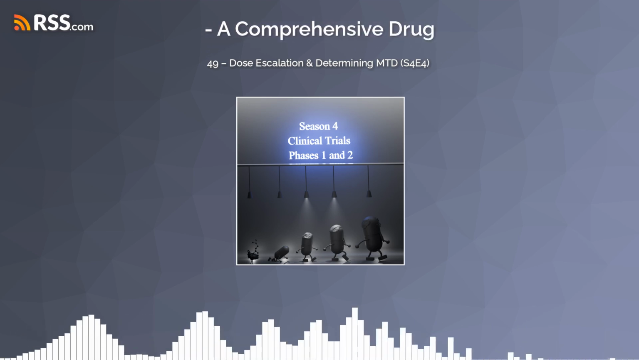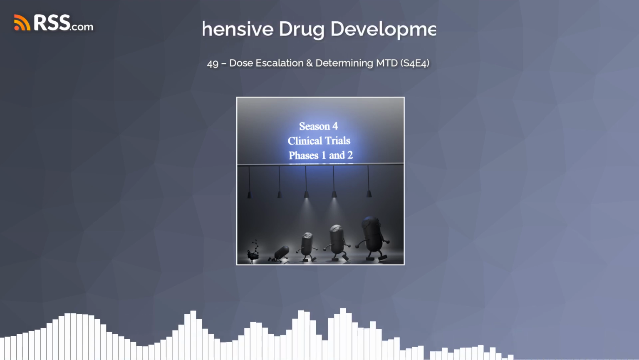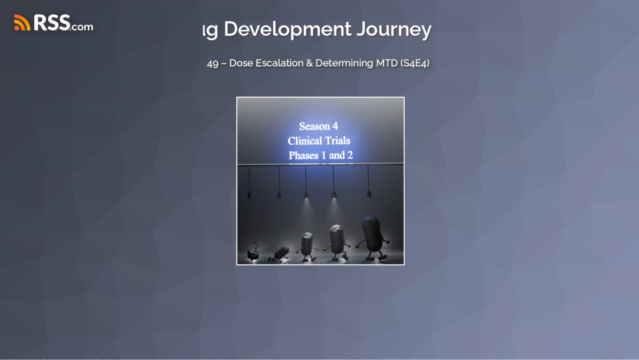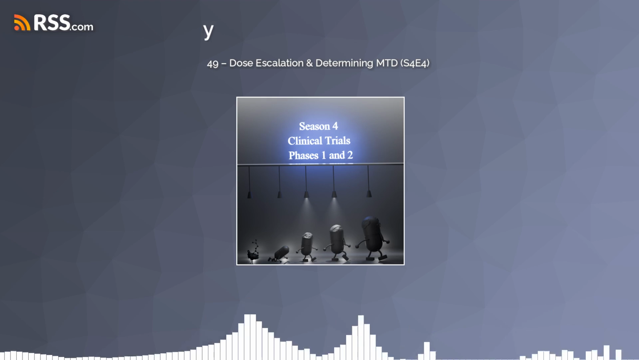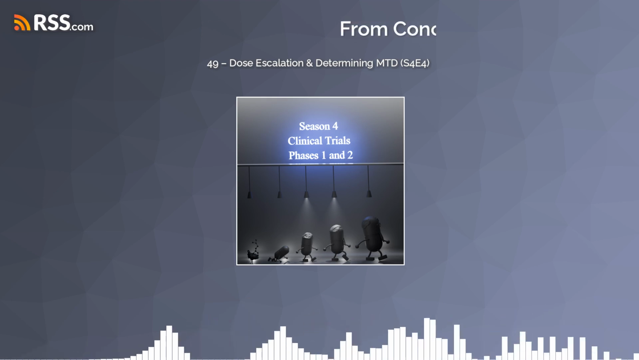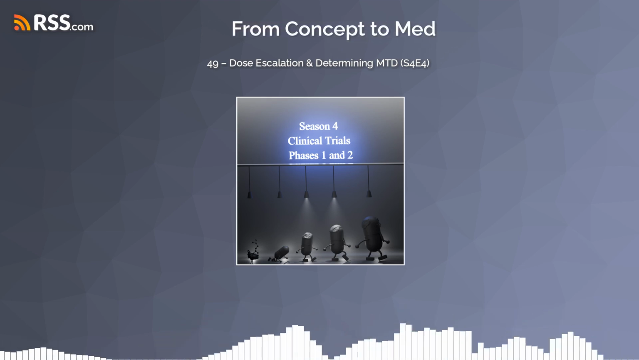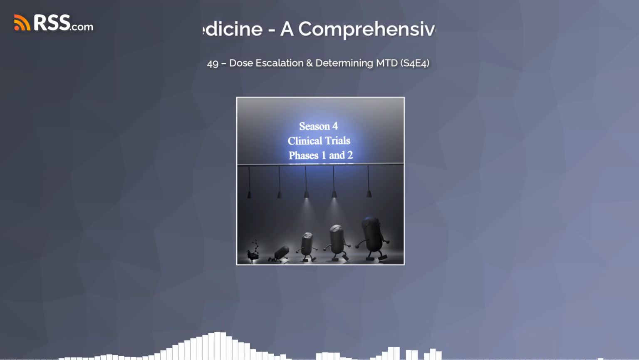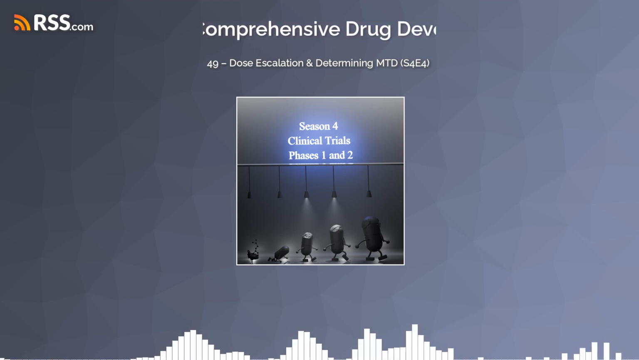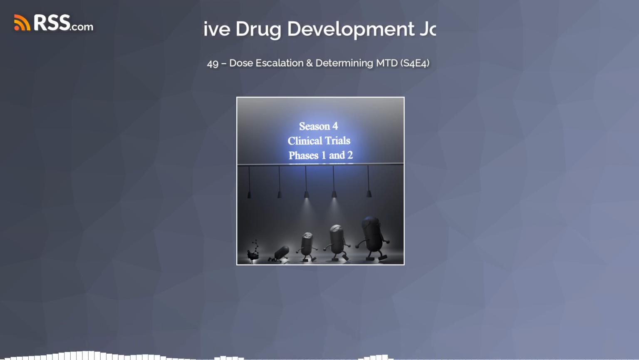Yeah, that makes sense. You don't want to rush the process and risk overlooking important safety signals. Precisely. And that's why real-world case studies are so valuable. They give us concrete examples of how these principles play out in practice and highlight the complexities that researchers often face. For example, take the case of romidepsin, an anti-cancer drug used to treat certain types of lymphoma. Oh yeah, I've heard of romidepsin. Tell me more about that.